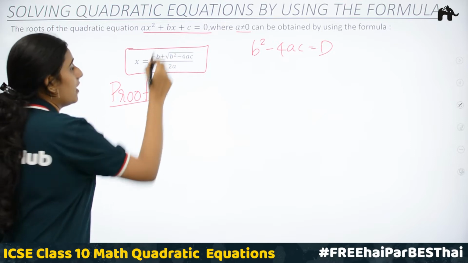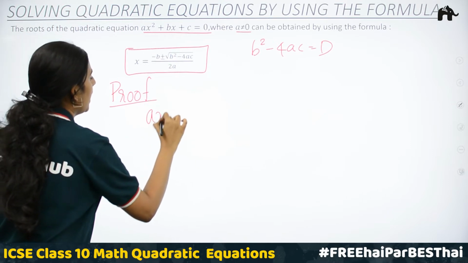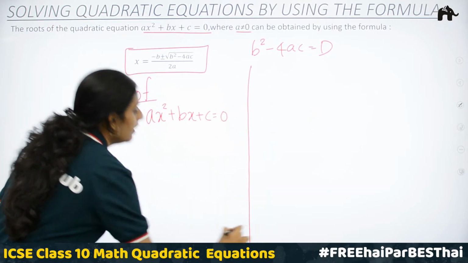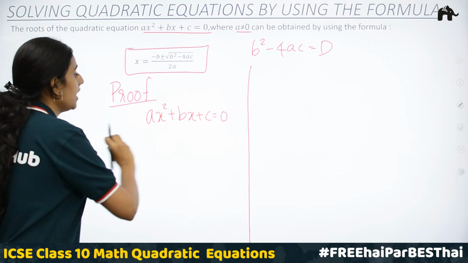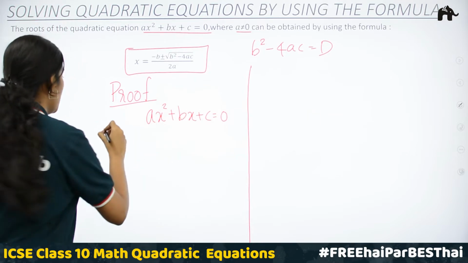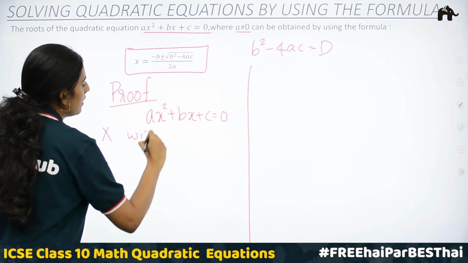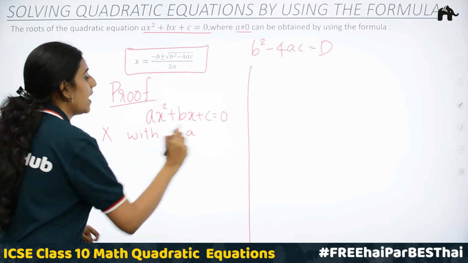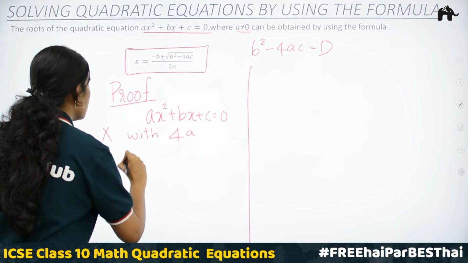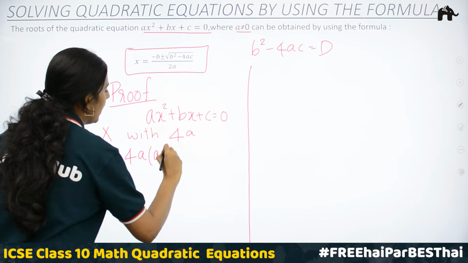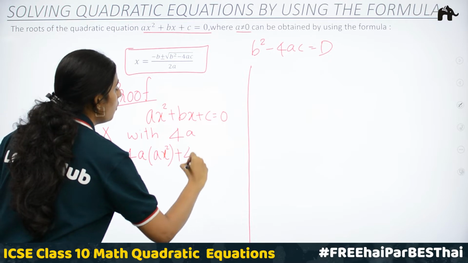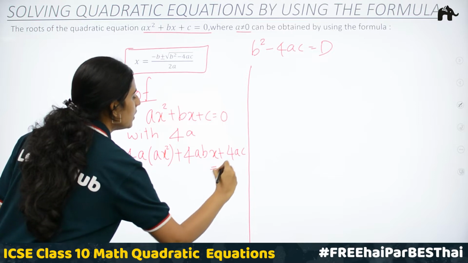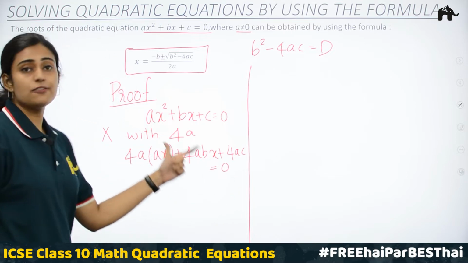What is our quadratic equation? We have ax square plus bx plus c is equal to 0. Now here, I am going to multiply throughout with 4a. We have to reach this quadratic formula. For that, I am multiplying throughout with 4a. What do you get? 4a into ax square plus 4abx plus 4ac is equal to 0. This is my first step.